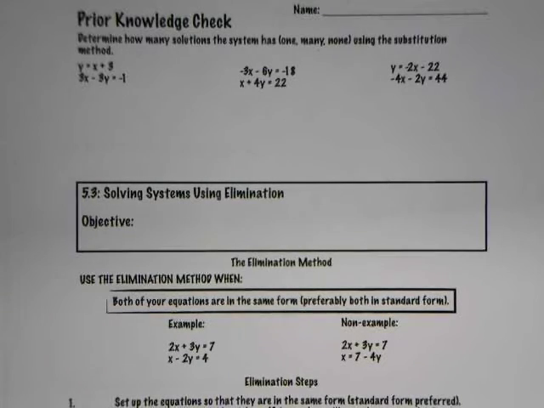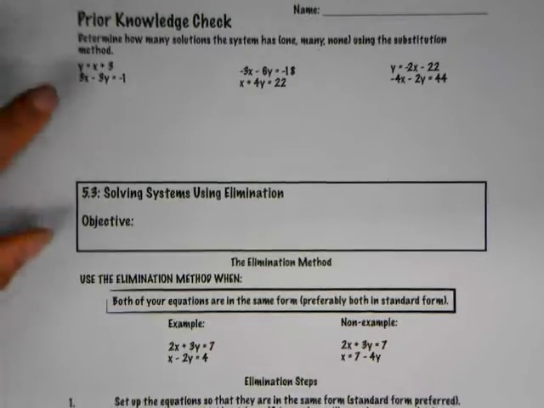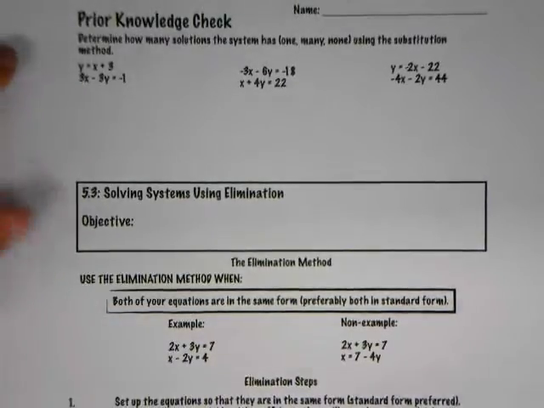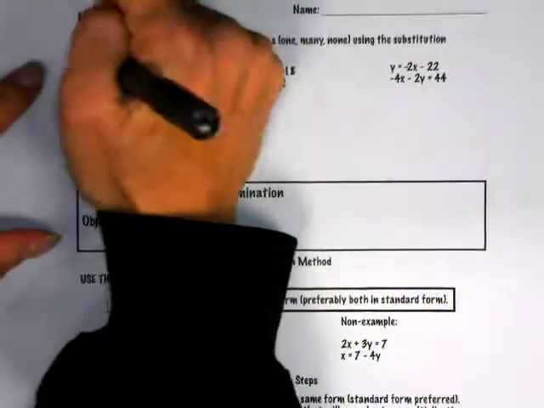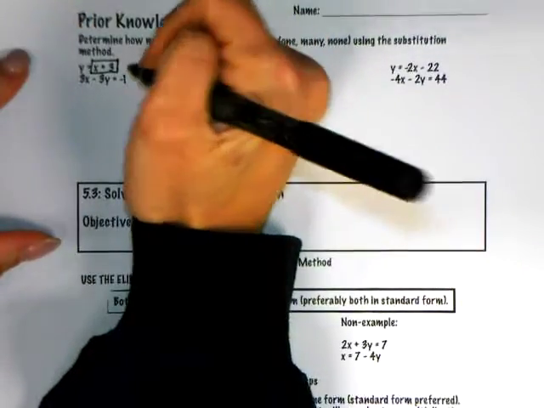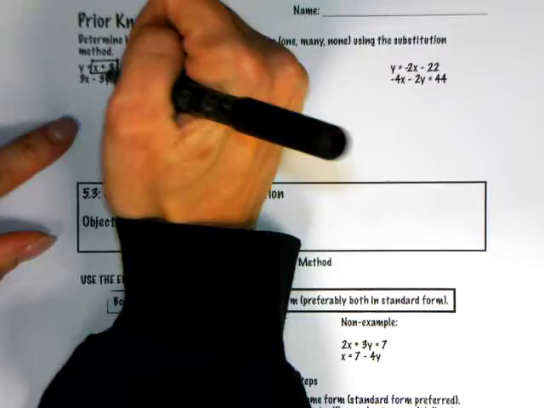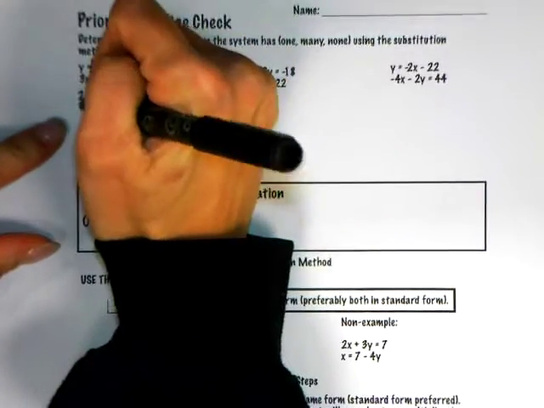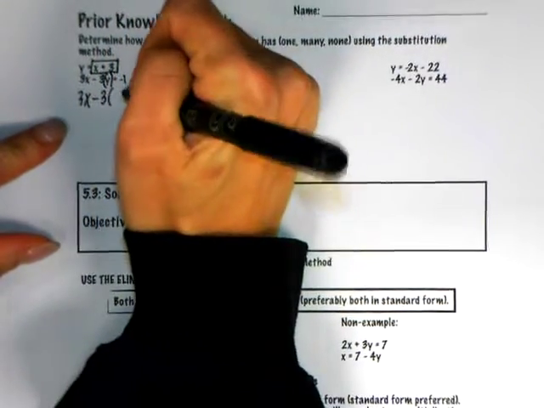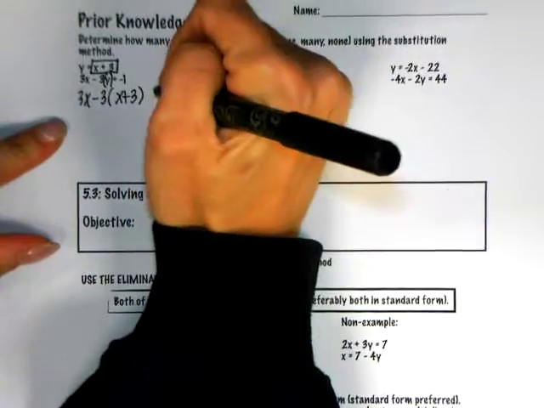Okay, so for the first one, it's just asking us to determine how many solutions. We're going to say one solution, many solutions, or no solution, okay? So for this one, do I have an x equals or a y equals? Y equals. We're going to take the x plus 3 and put it in where? So right there. So we're going to have 3x minus 3 parentheses x plus 3 equals negative 1.